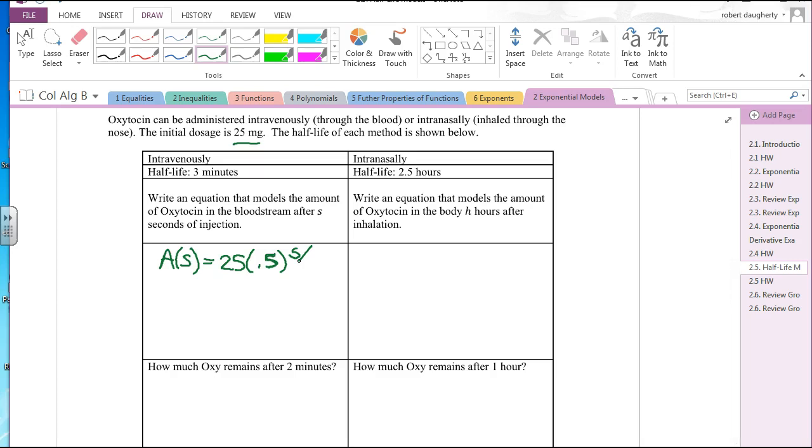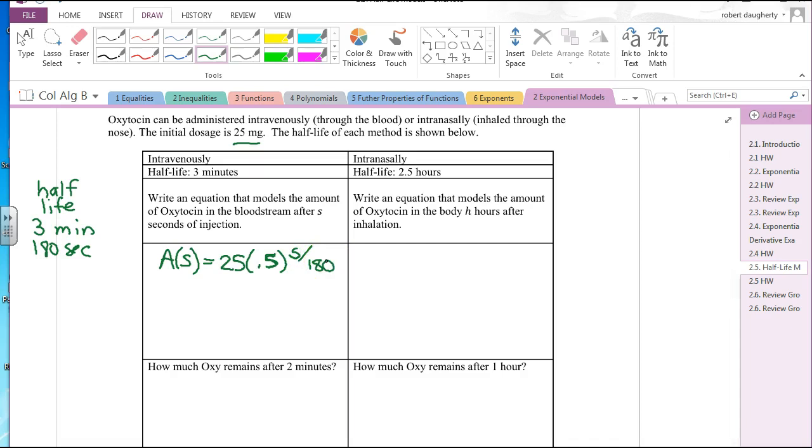So here's the deal. My formula is for seconds. I want something that deals with seconds. The half-life is what, 3 minutes? How many seconds is that? 180 seconds, okay? So I need this formula to be over 180, okay? So this is my formula.